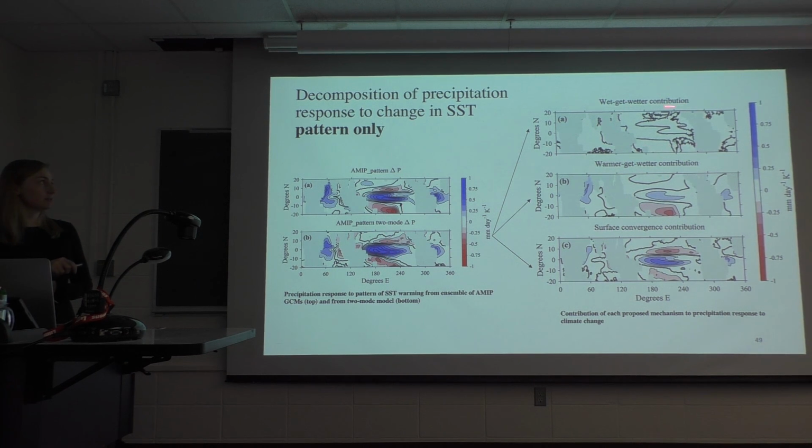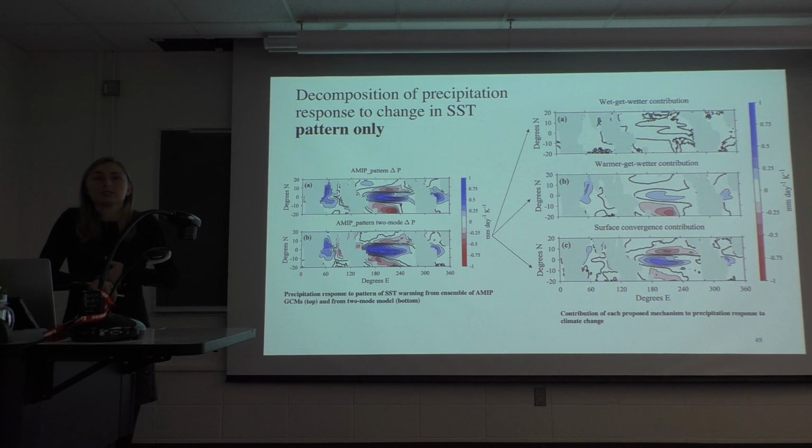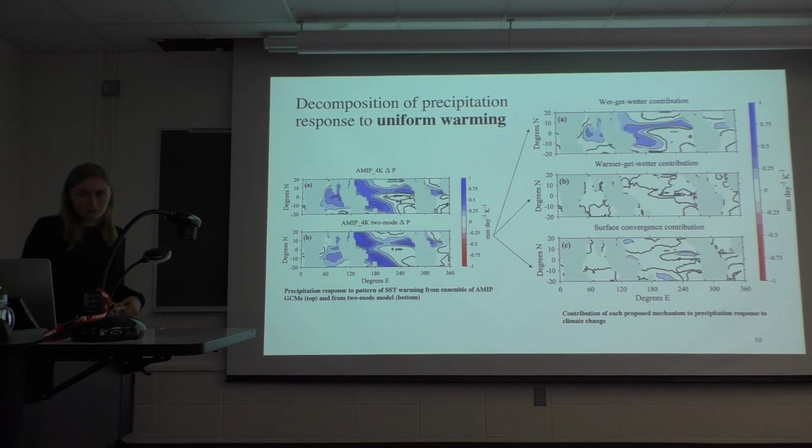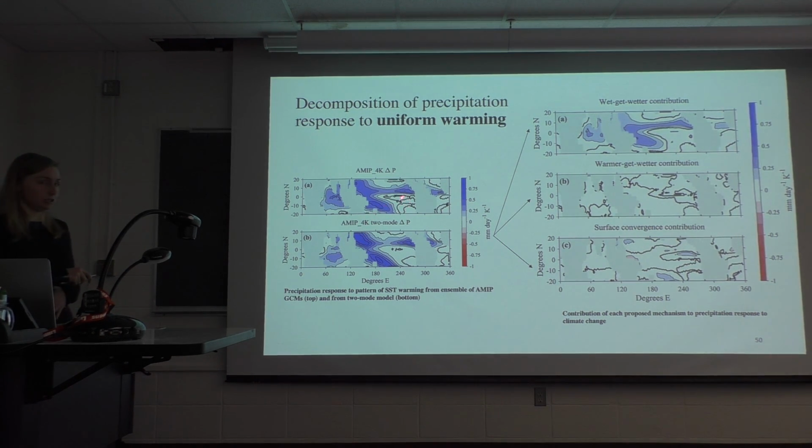Now because there's no mean warming, the wet-get-wetter contribution is very close to zero. There's a warmer-get-wetter contribution and a surface convergence contribution. Both of these act through the mode amplitudes, and so they're both, in that sense, contributing via dynamic mechanisms. And then here's the uniform warming simulation. This has a totally different pattern of precipitation response, right? And in fact, it's really only positive anomalies.